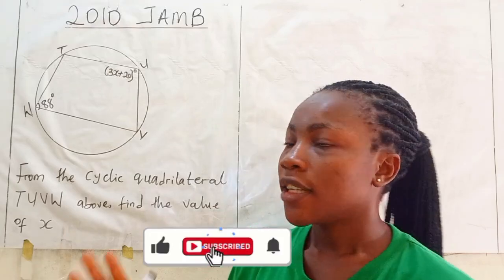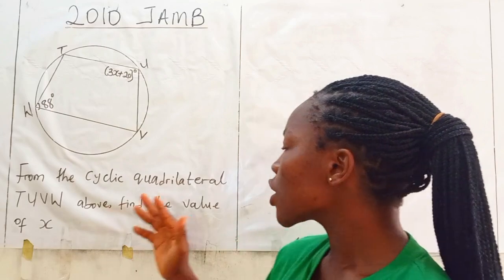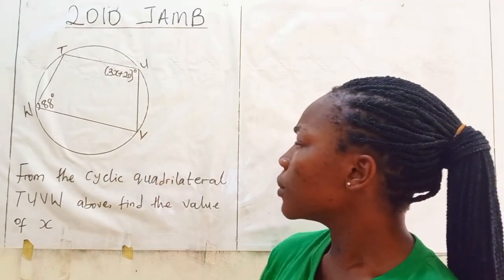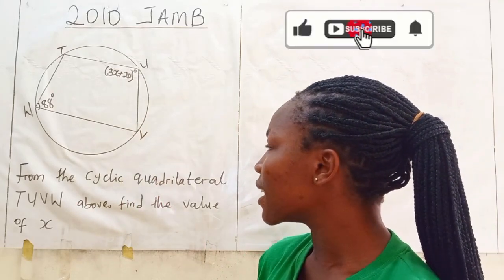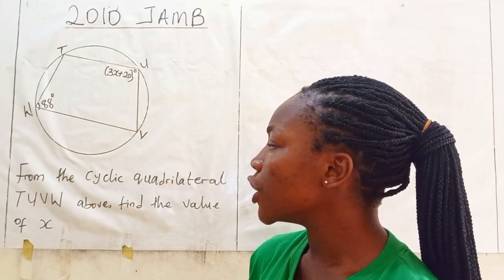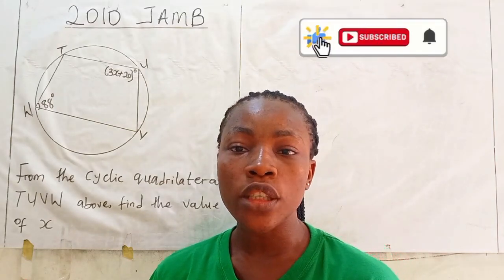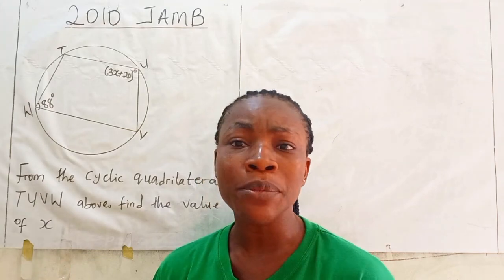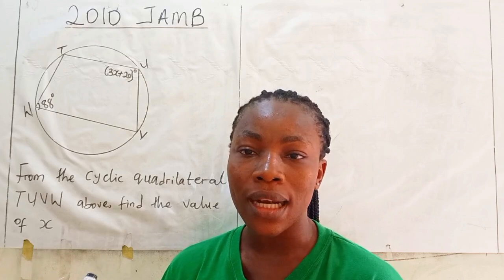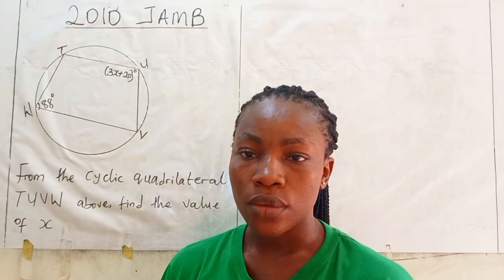All right, let's also consider this question. Here we are asked to find the value of x from this cyclic quadrilateral TUVW. Now, a cyclic quadrilateral is simply a quadrilateral with its four corners lying on a circle.